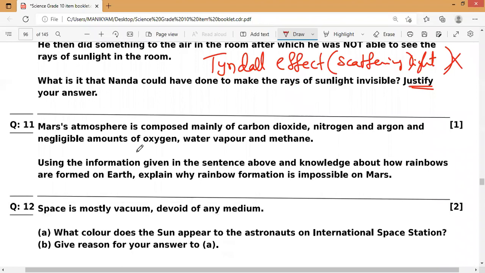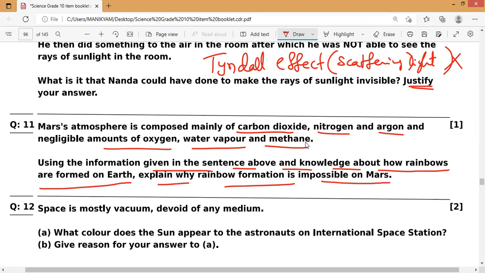Next, Mars atmosphere is composed mainly of carbon dioxide, nitrogen and argon, and negligible amounts of oxygen, water vapor and methane. Now, using the information given in the sentence above and knowledge about how rainbows are formed on the earth, explain why rainbow formation is impossible on Mars. Anyone? There is a negligible amount of water vapor in the atmosphere, sir. No water molecules, sir. Yes, that is the major thing.